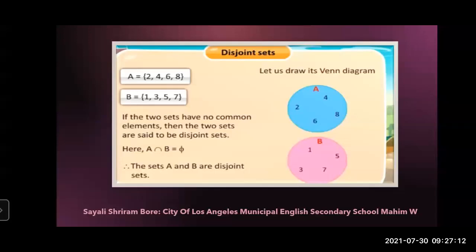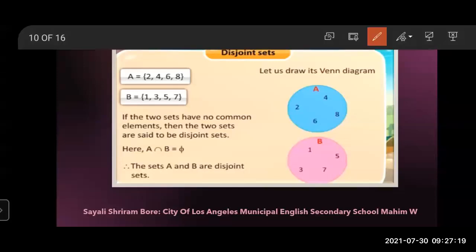Now here, let us see the definition. A equals 2, 4, 6, 8. B is equal to 1, 5, 7. Now if we observe, you can see that no element is common. So these sets A and B are disjoint sets. From the word itself, disjoint means they are not joined. So if the two sets have no common elements, then the two sets are disjoint sets.